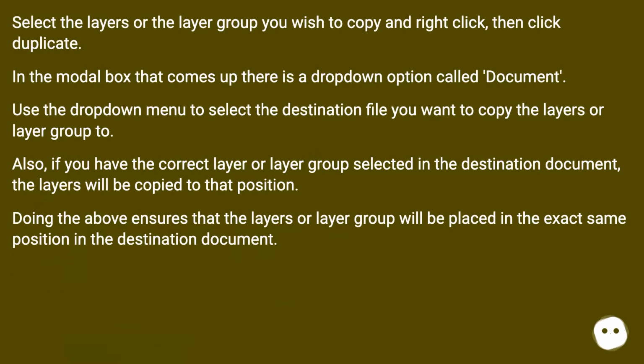Select the layers or the layer group you wish to copy and right-click, then click Duplicate. In the modal box that comes up there is a drop-down option called Document. Use the drop-down menu to select the destination file you want to copy the layers or layer group to. Also, if you have the correct layer or layer group selected in the destination document, the layers will be copied to that position. Doing the above ensures that the layers or layer group will be placed in the exact same position in the destination document.